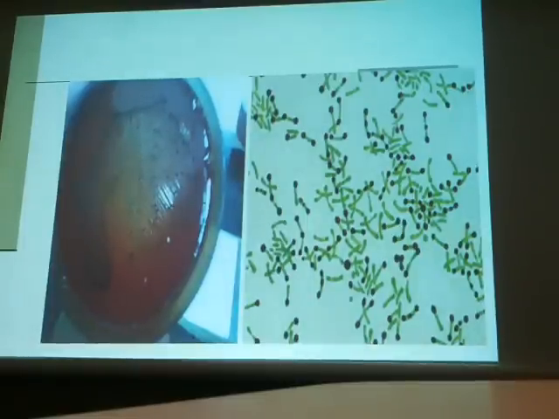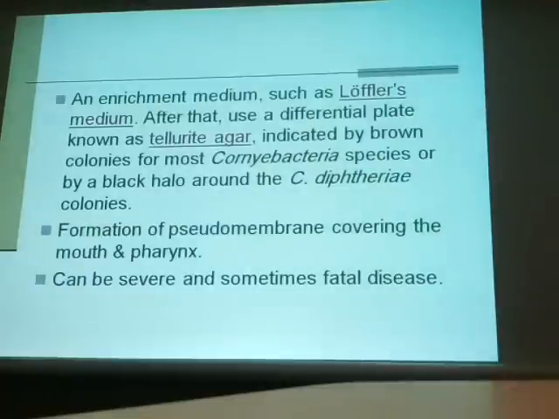Now the clinical symptom of diphtheria is the pseudomembrane, covering a tonsil. A gray pseudomembrane forms, covering the mouth and pharynx. That is for Corynebacterium diphtheriae.